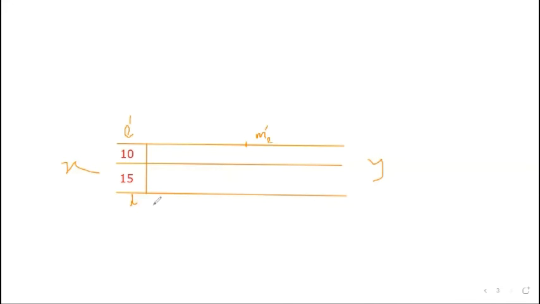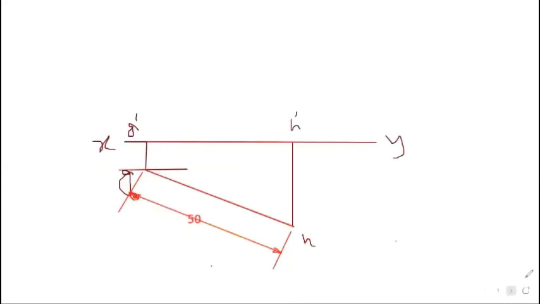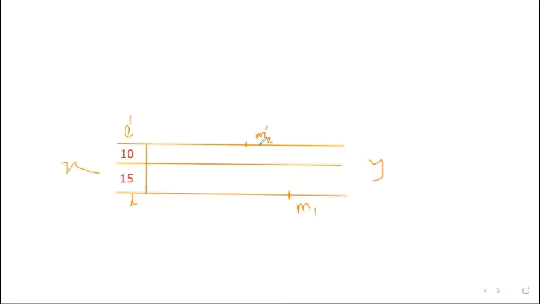And similarly its top view measures 60 millimeter. So here we mark a point. So this is M1. Basically, if you see this figure, L dash M2 dash will be the 40 millimeter, and L M1 will be the 60 millimeter. It is given in the problem.